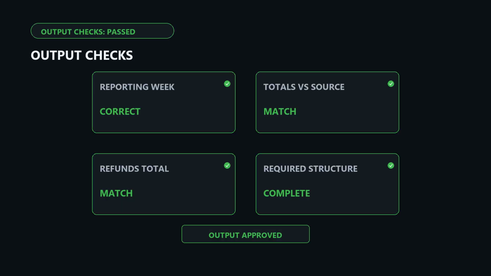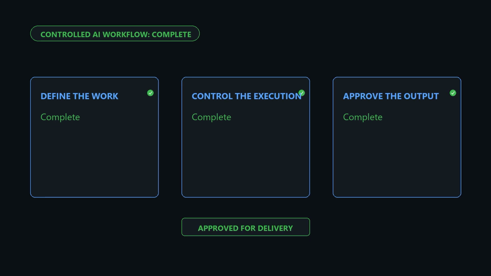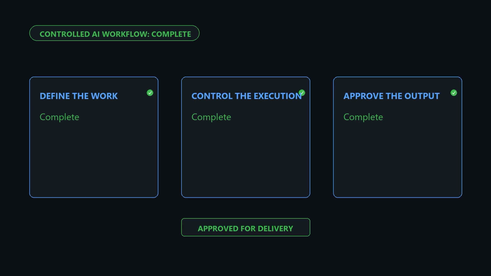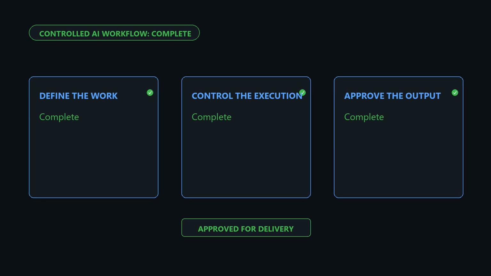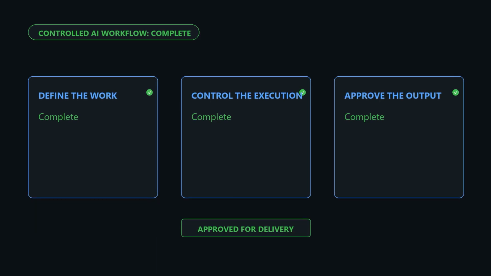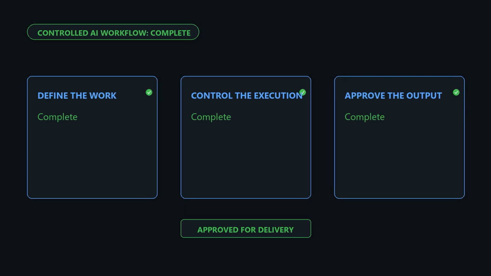That final gate is what separates an AI-generated draft from a controlled business workflow. The work starts from approved inputs, runs through defined AI tasks, handles exceptions, and ends with a verified output.